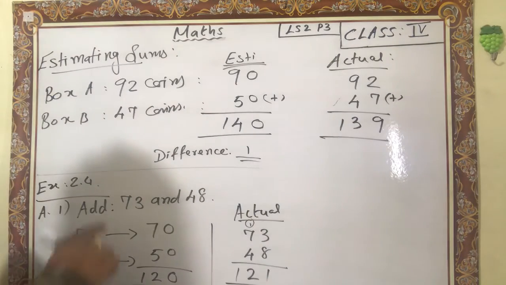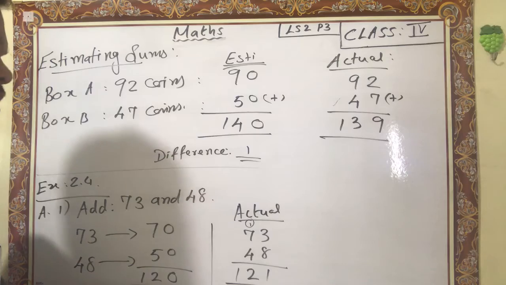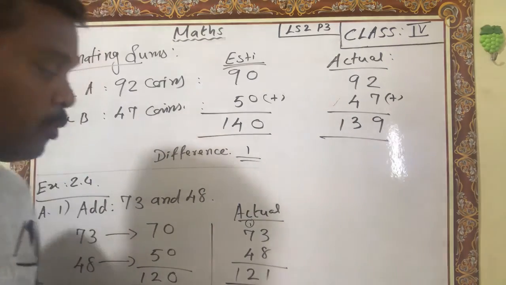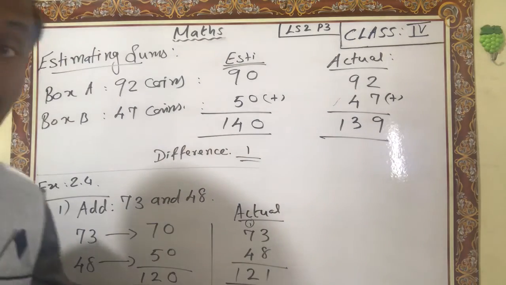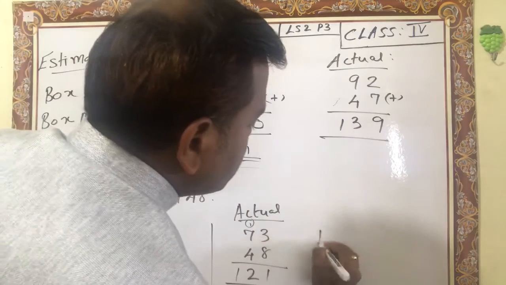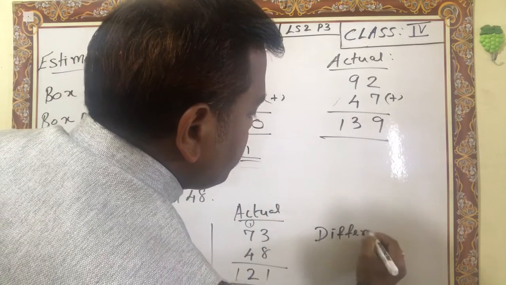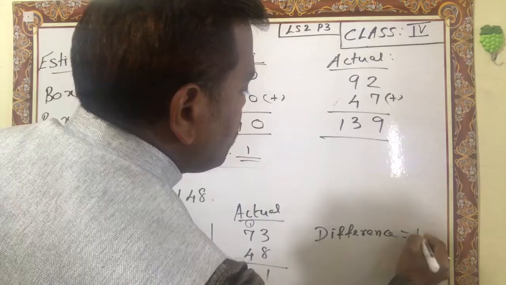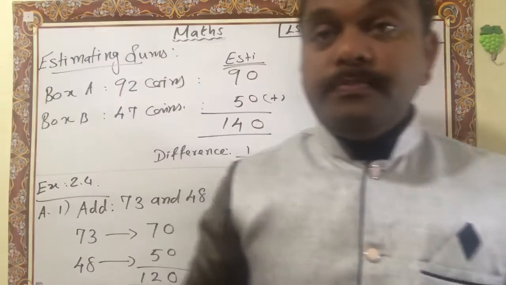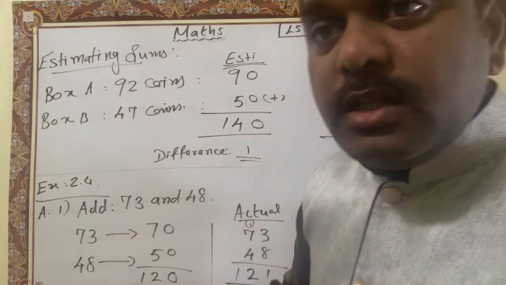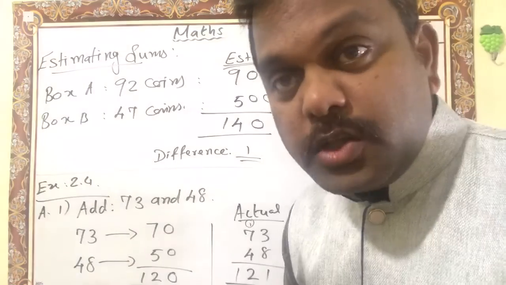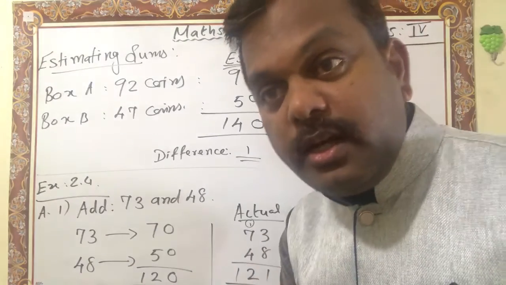121. The estimated sum is 120 and the actual sum is 121. What will be the difference? 120 and 121, 1 will be the difference. Difference is equal to 1. Okay, only like that. Next one. This was estimating the sum with the nearest 10. Next we are going to learn about estimating the sum with the nearest 100.